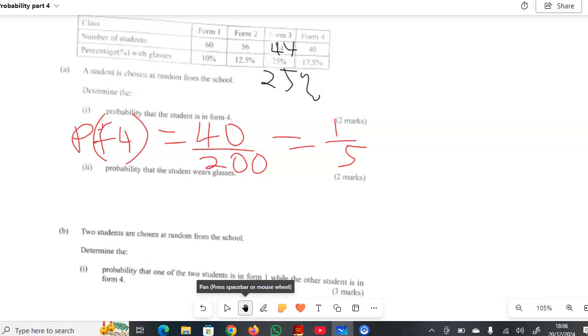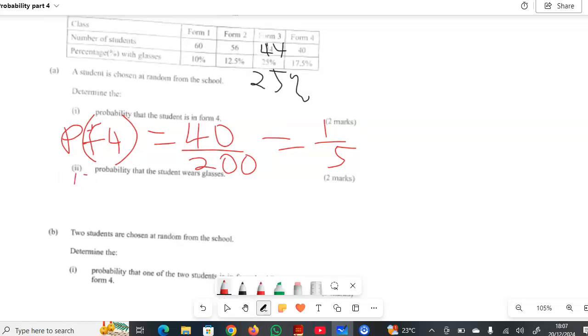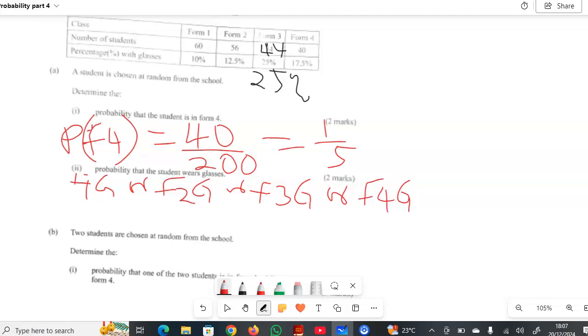So the probability that the student wears glasses can have either Form 1 wearing glasses, or Form 2 wearing glasses, or Form 3 wearing glasses, or Form 4 wearing glasses. Form 1 wearing glasses, or Form 2 wearing glasses, or Form 3 wearing glasses, or Form 4 wearing glasses.